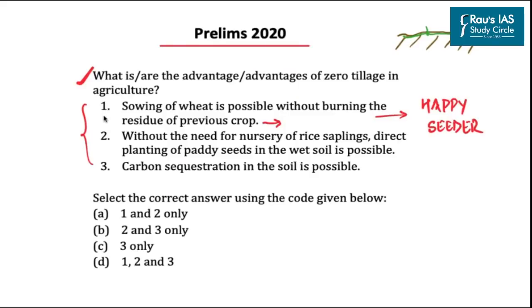And that is one of the advantages of zero till, because you literally do not disturb the surrounding areas and just directly drill a hole in the soil and put the seed inside it.